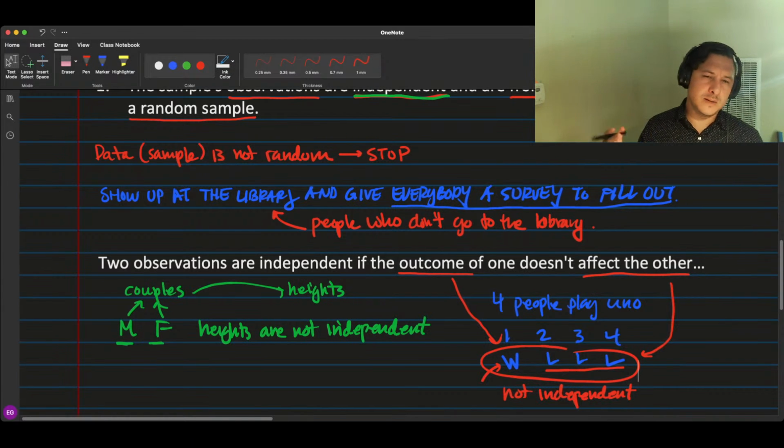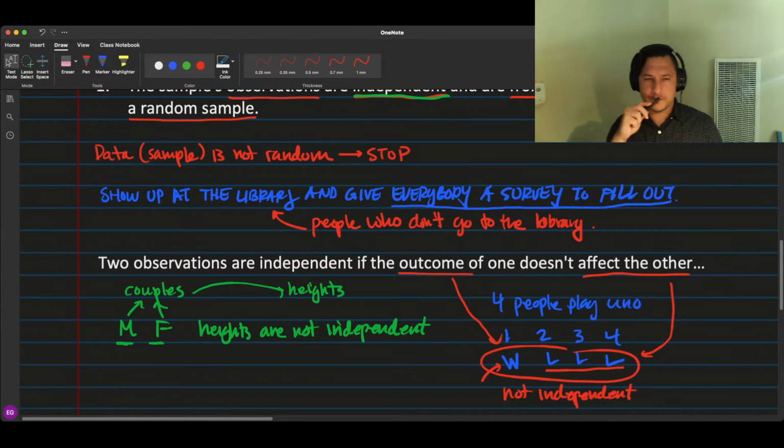Does this sort of make sense, what I mean by independent? Anything you want to ask about it?